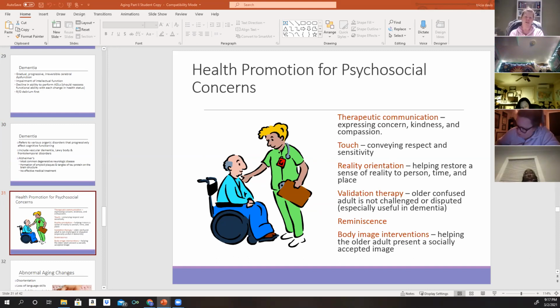Want to make sure that we're using appropriate touch. So sometimes this can, like in the picture here, she's putting her hand on their shoulder. It can convey respect, it can convey sensitivity, it can also make them feel secure, especially when they're scared, when they're looking for their family member, or they don't know where they are and they think they're locked up somewhere. Sitting on the bed with them, giving them a hug, holding their hand really is therapeutic, and it lets them know that you are listening to them and that you're trying to keep them safe because they don't feel safe.